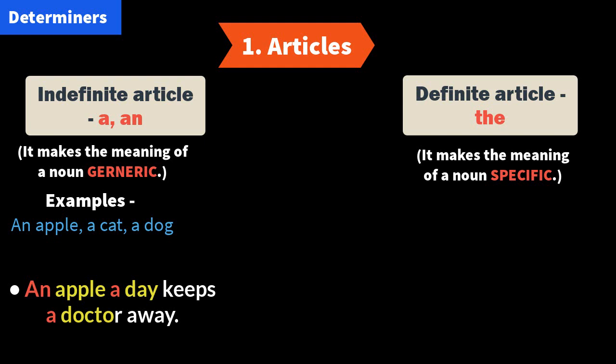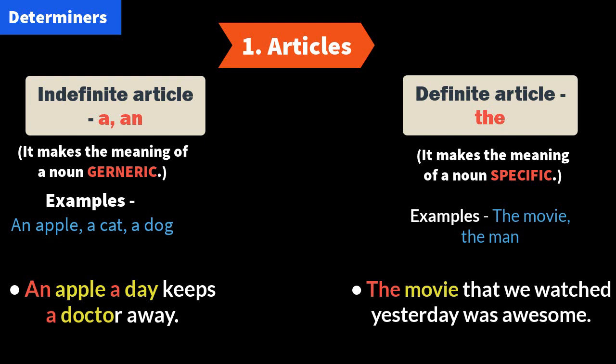And it also talks about the number, right? When I say an apple, it means one apple. When I say a cat, it means one cat. When I say a dog, it means one dog, right? But when I say the movie, I refer to a particular movie, I refer to a specific movie. The is used to make the meaning of the noun specific. So we can say the movie that we watched yesterday was awesome.